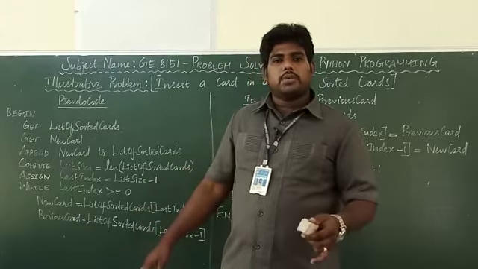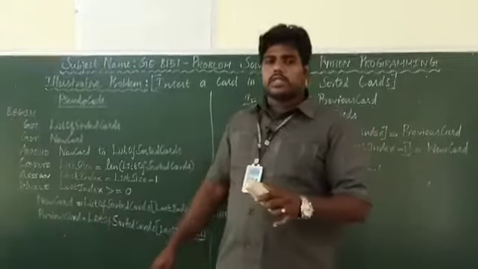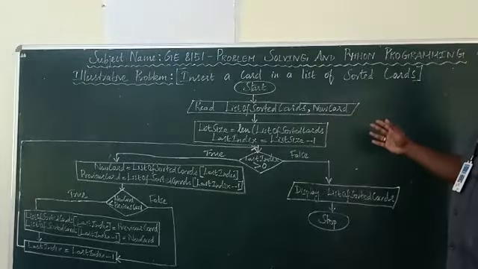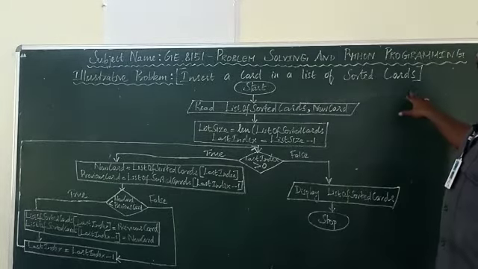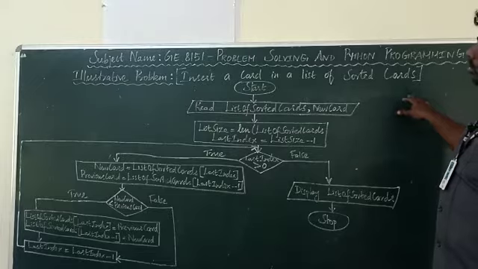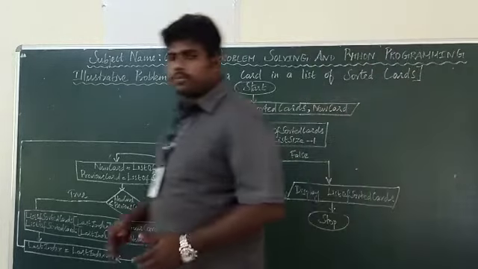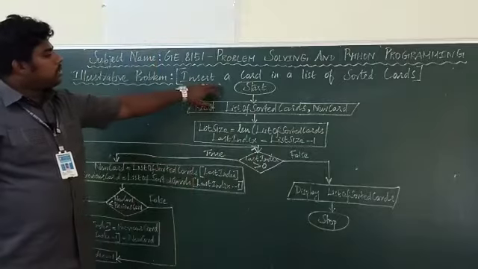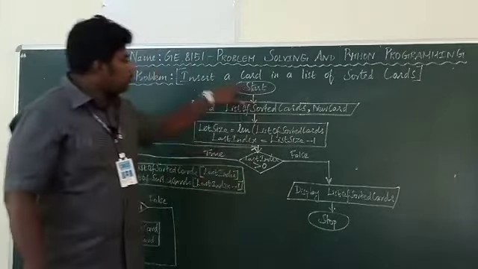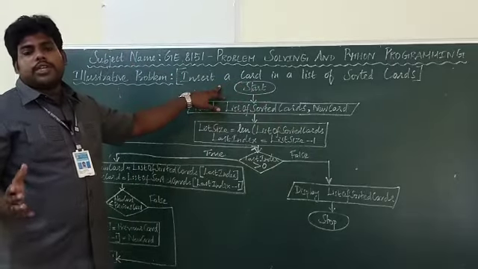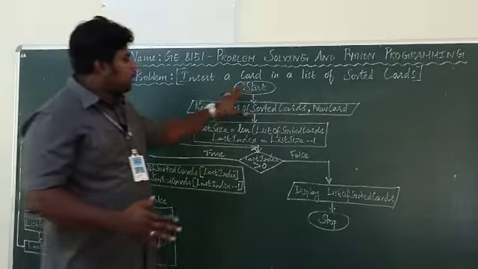Next we are going to see the flowchart for the particular illustrative example: insert a card in the list of sorted cards. Like your pseudocode and algorithm, the first step is the oval symbol, which denotes start. For start and stop, we have to put the oval symbols. Pseudocode is done with the help of keywords and flowchart is done with the help of symbols.